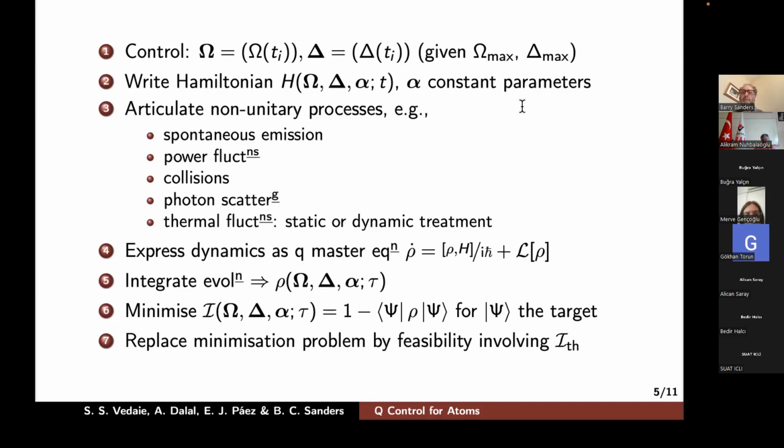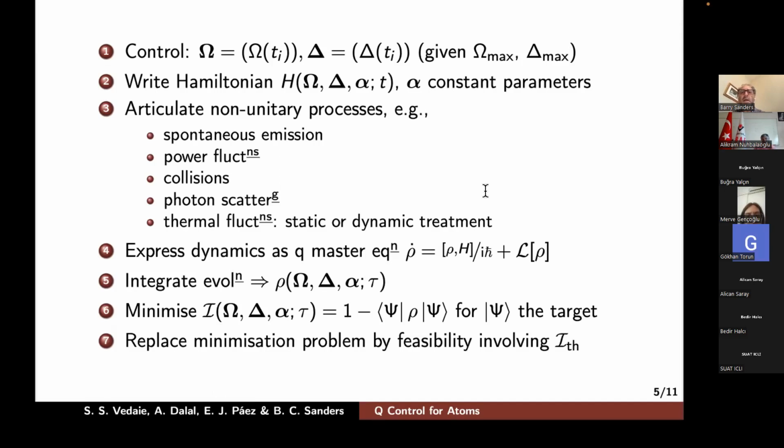But in experiments, this is done by calibration. They just shine the laser as strong as they can get on the system, and then they measure Rabi flops to estimate omega, and then we bound it by how strong the laser can get. And we also bound the detuning.